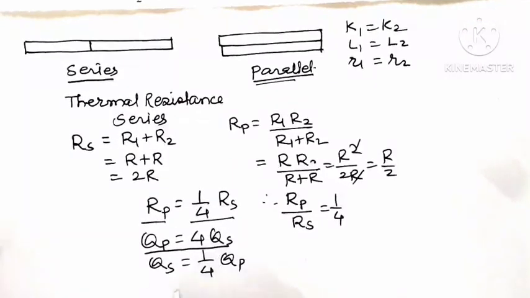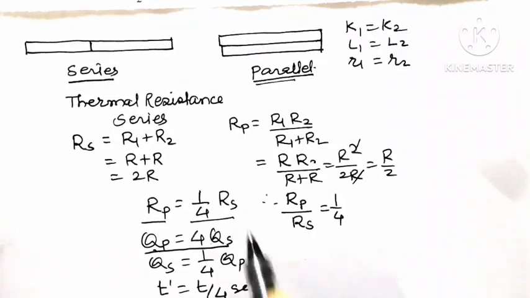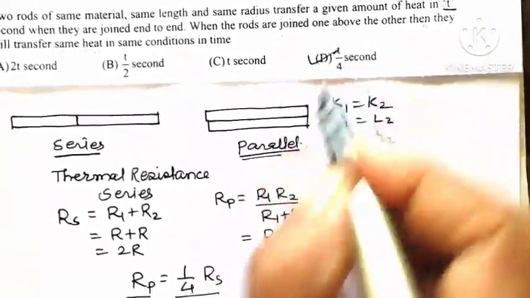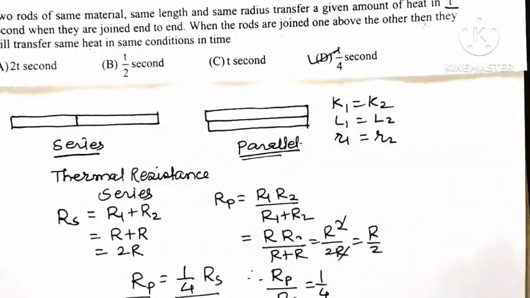So, time taken will be T by 4. As Qp is 4 Qs, it means the time T dash is equal to T by 4 seconds. So, out of the 4 options, which option is the correct option? Look at option D, it is T by 4 second.